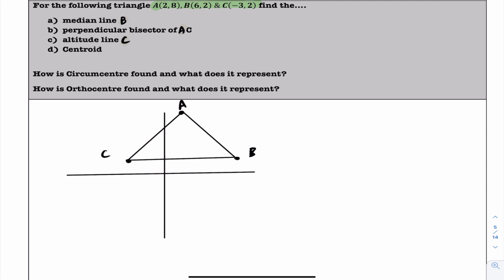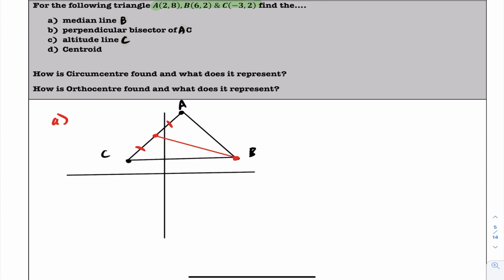Now in this question here, they ask for median line B. Median line B goes from vertex B to the opposite side at the midpoint. So maybe the midpoint's right about here. Again, it's just a sketch, and we just need that for reference. So I want to find the equation of median line B. So in part A, they want us to find the equation of median line B.